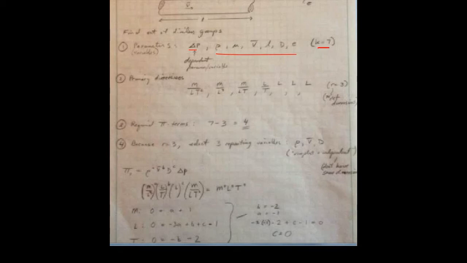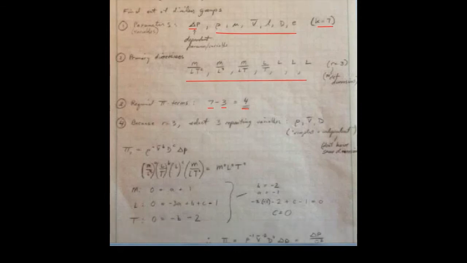So in total we have 7, and the dimensions of these are as so. There's 3 main dimensions here: mass, length, and time. So the number of pi terms will be the number of variables, parameters, minus 3, the number of dimensions, which is 4. There should be 4 pi terms here.